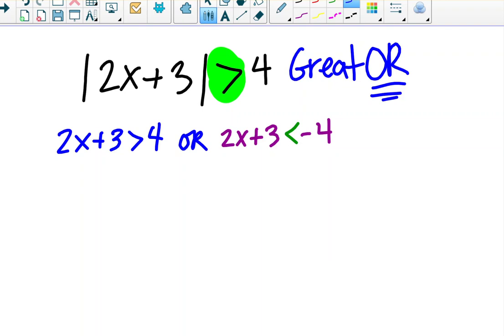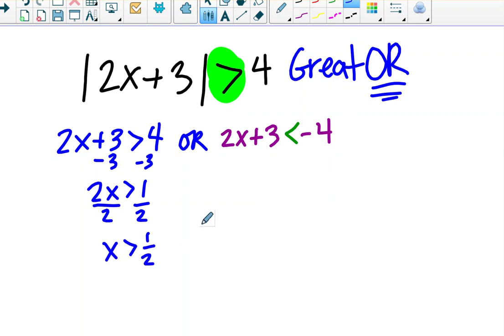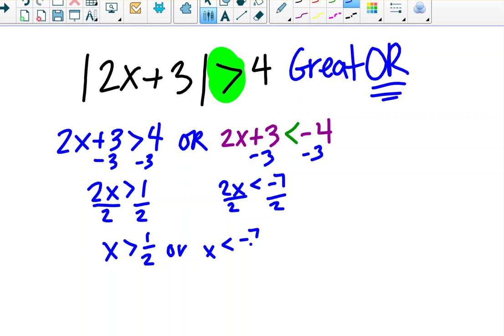So now we just go ahead and solve this like we would any other compound inequality with ORs. We solve them separately. So 2x is greater than 1, divide by 2. My x is going to be greater than 1/2, or 2x is less than -7. So x is less than -7/2. Okay, so there's my answer.